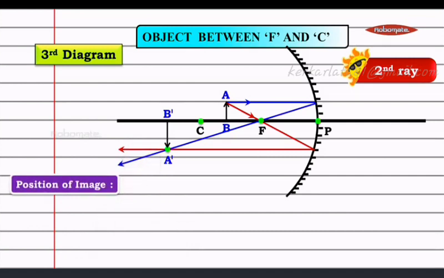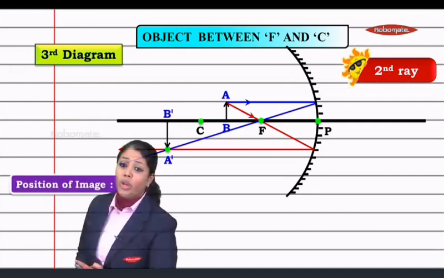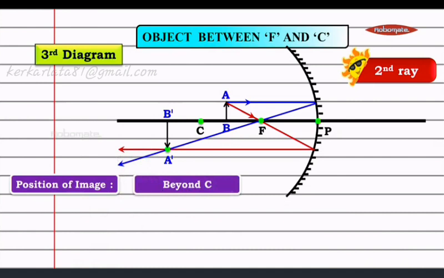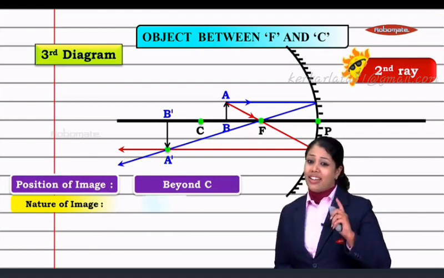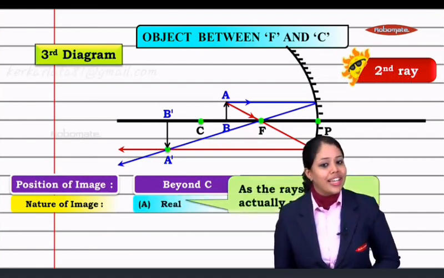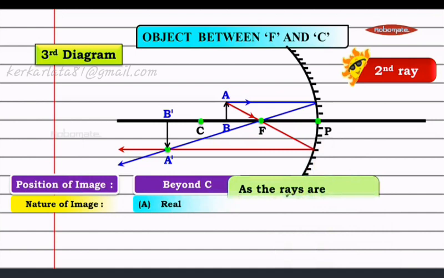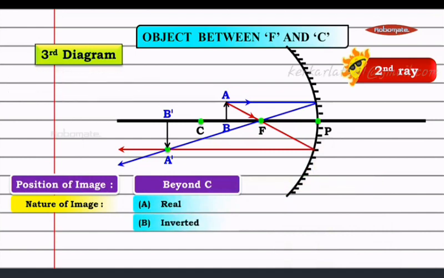Let's start with the position of image. Where is the image obtained? Beyond C, right? So, I write the image is beyond C. Next point, the nature of the image. Now, when it comes to nature, the rays are really meeting, so it is a real image, right? Next, you write whether it is inverted or erect. Here again, the image is inverted.